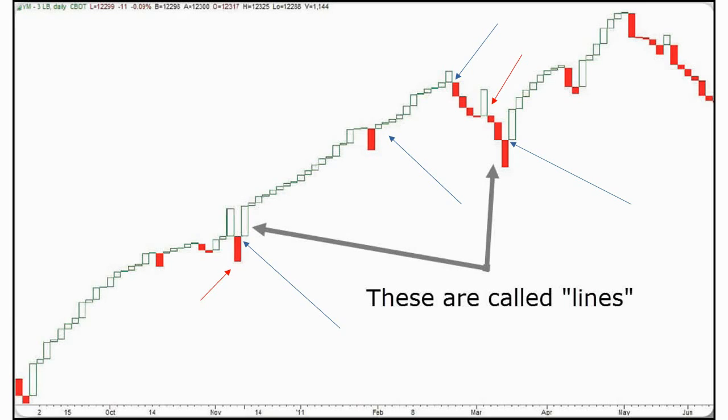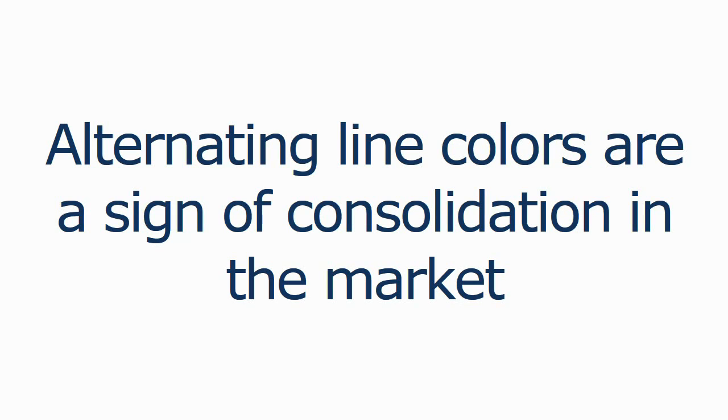Alternating line colors are a clear sign of consolidation in the market, and they can help mitigate that risk somewhat by telling us when to stay out of the market.